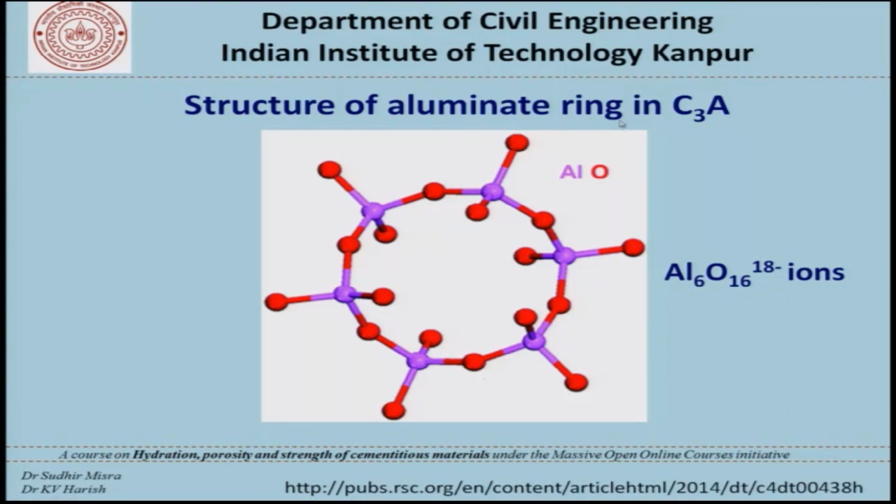The structure of the aluminate ring in C3A is shown, where the violet one refers to the aluminum ions and O refers to the oxygen ions. If you take one single arrangement, you see that 4 oxygen ions are bonded to 1 aluminum ion, and there are totally 6 such arrangements. The number of oxygen atoms here is totally 16, but you will have totally 18 ions, which means there are 2 valence ions. So 6 will be in the outer, 1, 2, 3, 4, 5, 6, and 6 will be in the inner, 7, 8, 9, 10, 11, 12, and another 6 will be bonded to the aluminum ions, 13, 14, 15, 16, 17 and 18.